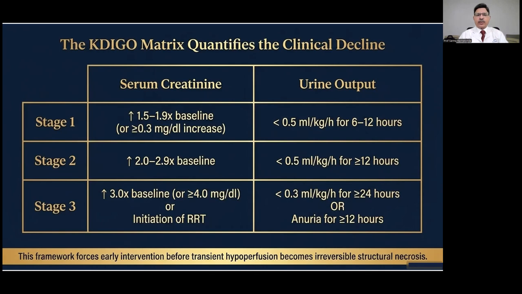This framework forces early intervention before transient hypoperfusion becomes irreversible structural necrosis. What will happen if the hypoperfusion persists for a long time? It will lead to tubular necrosis and structural necrosis. We have to prevent that.